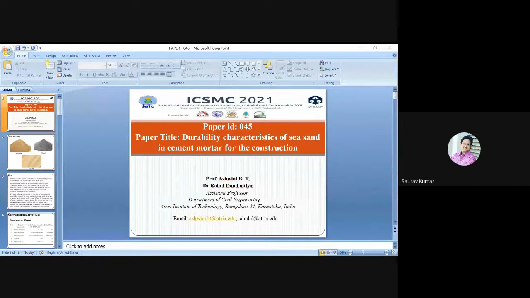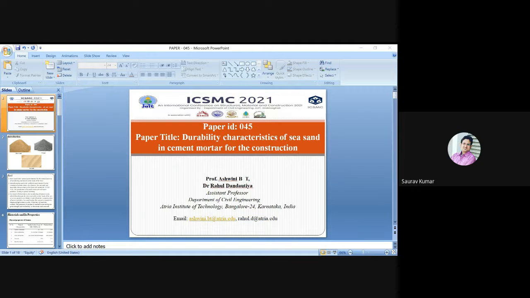Good afternoon, everyone. I'm Ashwini BT, Assistant Professor, Department of Civil Engineering, Atria Institute of Technology, Bangalore. My research work is on the durability characteristics of sea sand in cement mortar for construction. We are replacing the river sand with sea sand, and we have determined the properties of the sea sand in comparison with the river sand as per IS 2386 codal provisions.